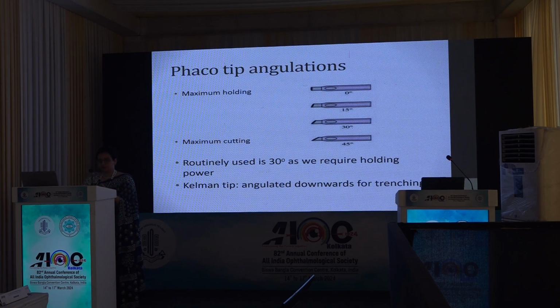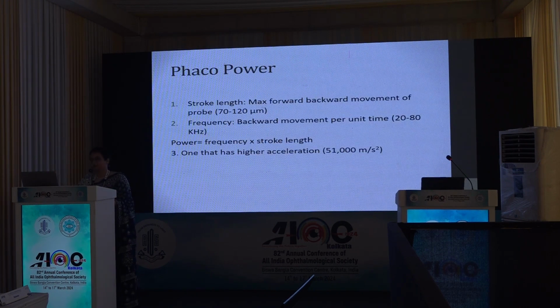Now the phaco tip has various angulations from 0 to 45 degrees. 0 has the maximum holding power and 45 has the maximum cutting power. Routinely we use 30 degrees with a good holding power, because for cutting we already have the power of the machine. There is a Kalman tip which has the angulation downwards, especially for trenching.